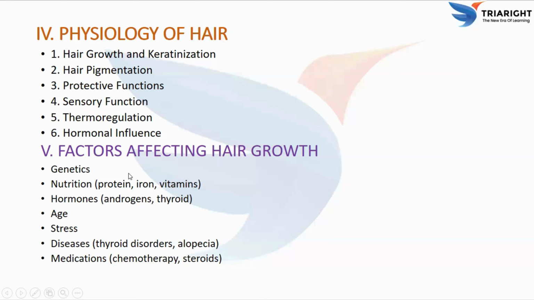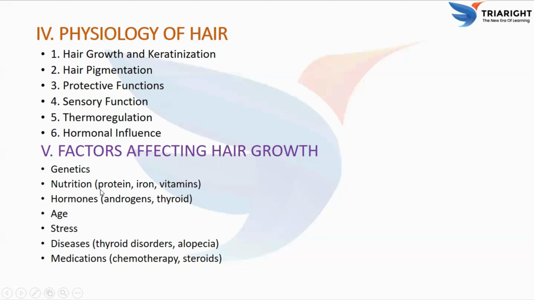And hormonal influences: hormones like androgens, testosterone and thyroid hormones strongly affect the hair pattern and growth. Hormonal imbalance can cause hair thinning or unwanted growth of the hair. So what are the factors affecting hair growth? Genetics, nutrition, hormones, age, stress, diseases, and medications. Genetics determines the hair thickness, length, color, density, and growth rate. Family history plays a major role in pattern baldness.